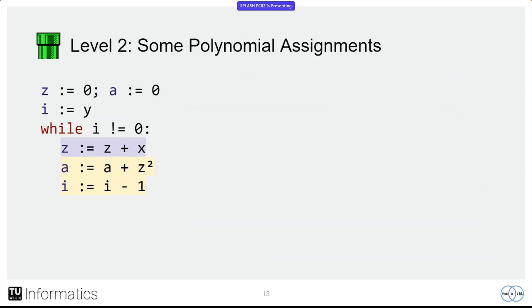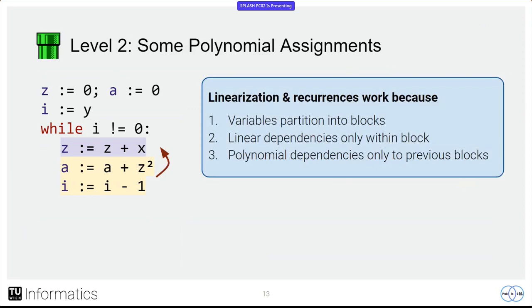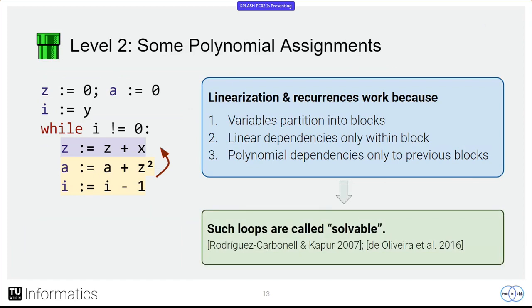So this is a nice trick, but can we do this all the time? Does this always work? Unfortunately not. So why did it work in this case? It worked because we have two blocks of variables. We can partition the variables into two blocks, this yellow block and the purple block. And we have the property that within a block there are only linear dependencies among the variables, and all polynomial nonlinear dependencies are only to previous blocks. Such loops are called solvable loops. They were first studied by Rodríguez-Carbonell and Kapur in 2007, and also by de Oliveira and others. And for such loops, this trick works, and we can compute all polynomial invariants.